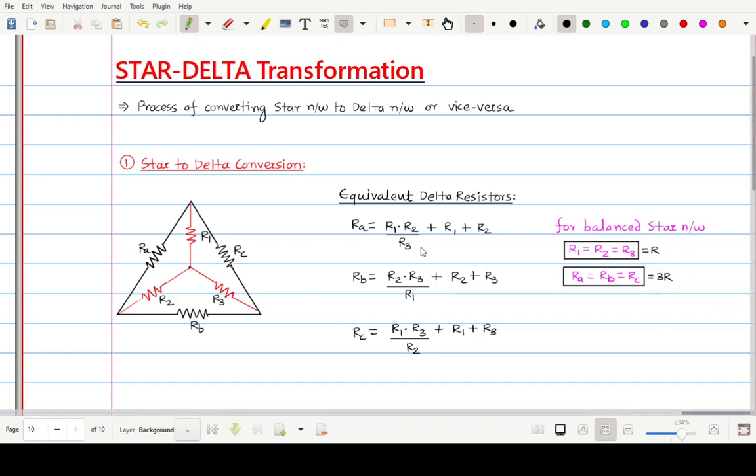Okay, so if you put the value of R1, R2 and R3 equal to R in this formula, you will get RA, RB, RC is equal to 3 times R. Okay, so if your star network is balanced, then the delta network is also balanced, and the value of the newly formed resistors will be 3 times the star resistances. Okay, so this is star to delta transformation.